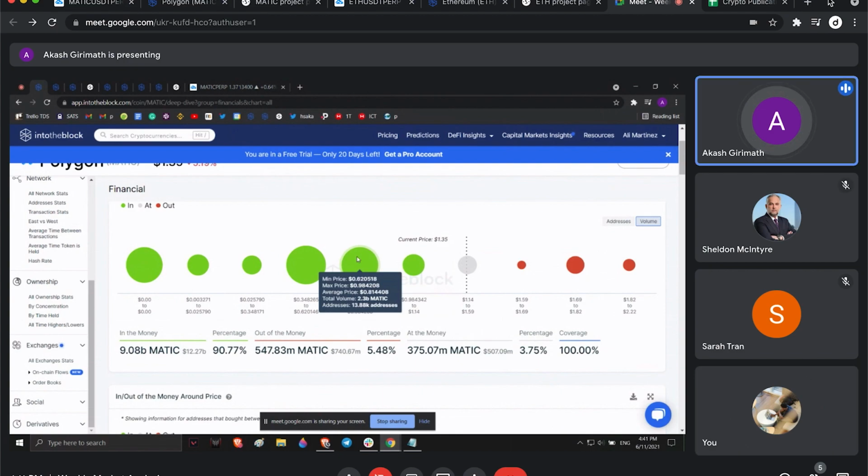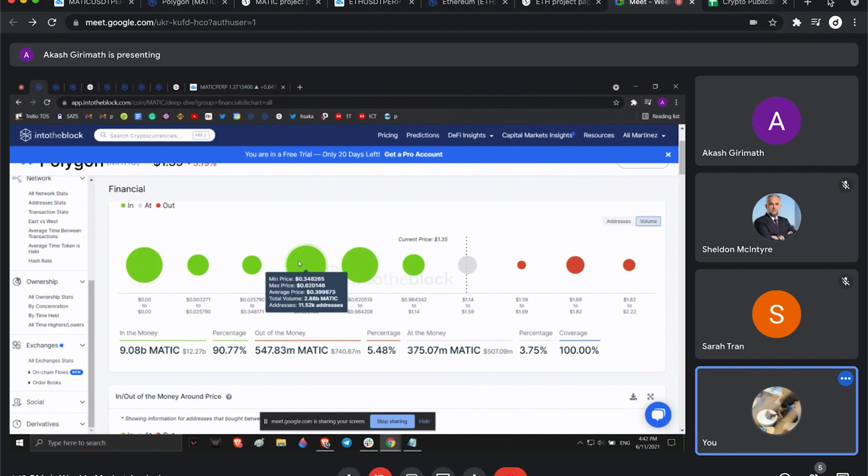Are you talking about this one? Yeah, I'm talking about that one and the next one to the left. You can tell that the support, or the demand barrier, expands, where a lot of people bought from 34 cents all the way up to 1.40, 1.14, right?